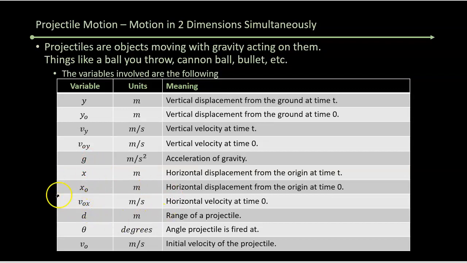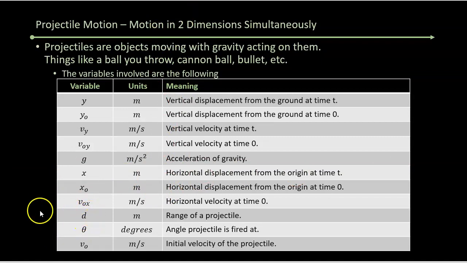There's not an acceleration term in the horizontal direction in these equations for projectile motion because once you throw an object, after it leaves your hand, there's no longer any acceleration horizontally. All the acceleration is vertically.